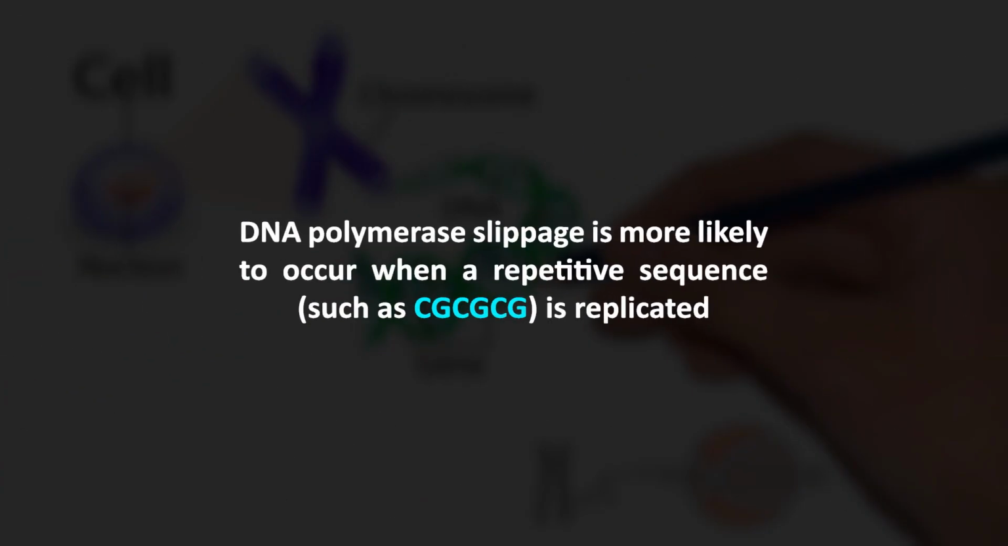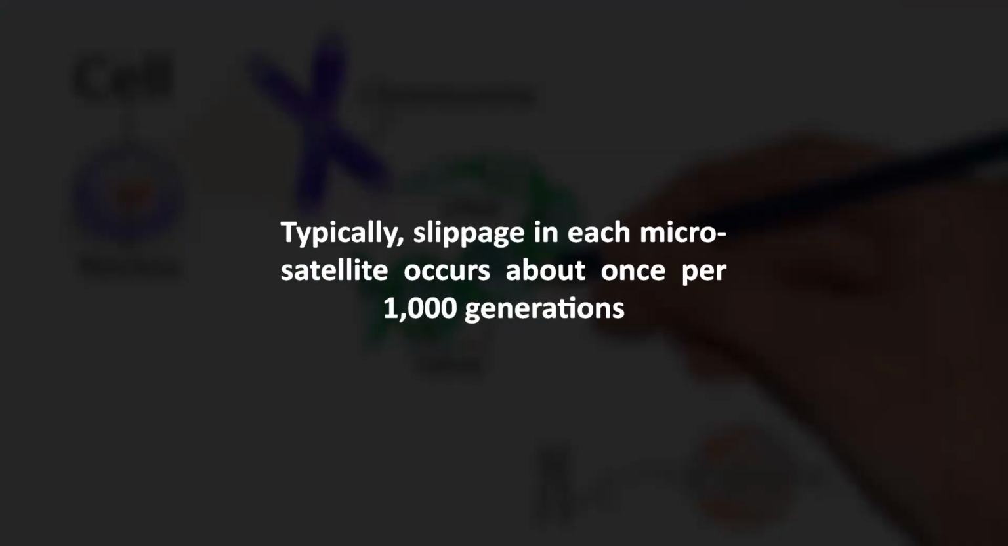DNA polymerase slippage is more likely to occur when a repetitive sequence such as CG, CG, CG is replicated. Because microsatellites consist of such repetitive sequences, DNA polymerase may make errors at a higher rate in these sequence regions. Several studies have found evidence that slippage is the cause of microsatellite mutations. Typically, slippage in each microsatellite occurs about once per 1,000 generations.